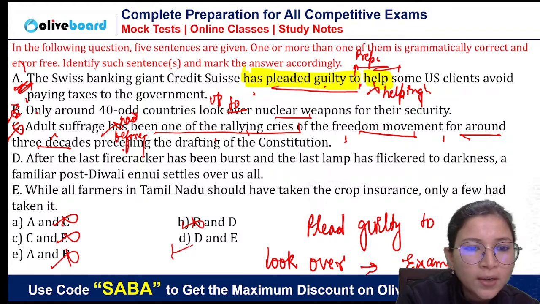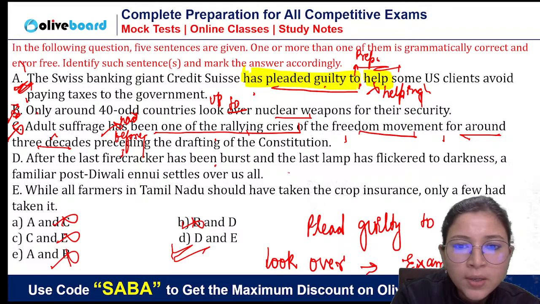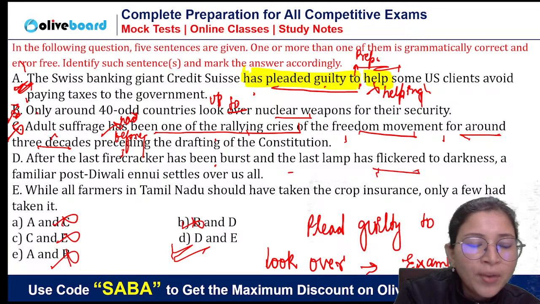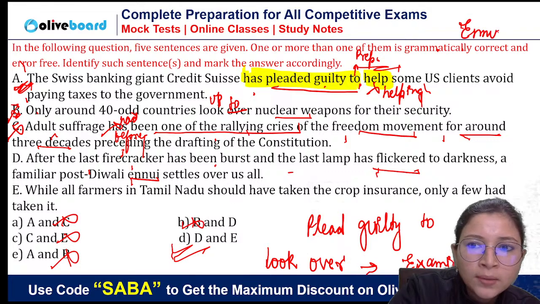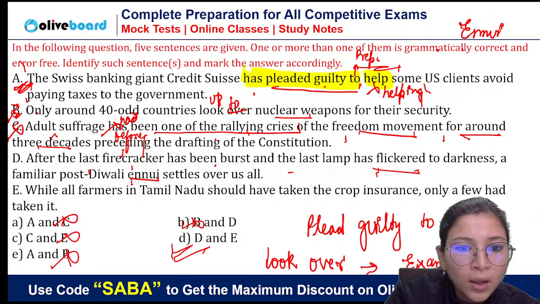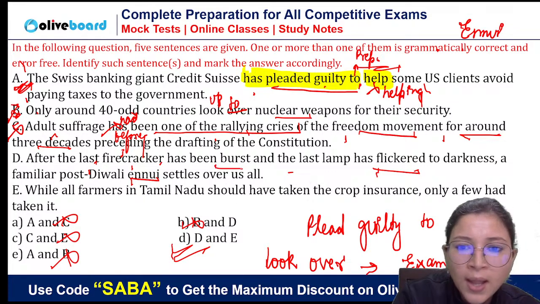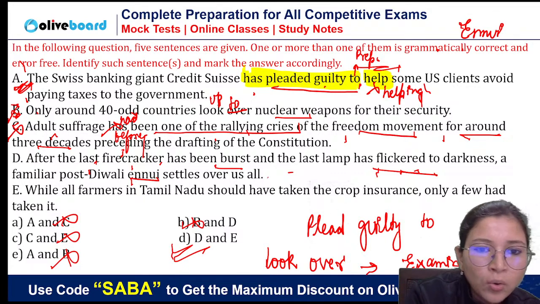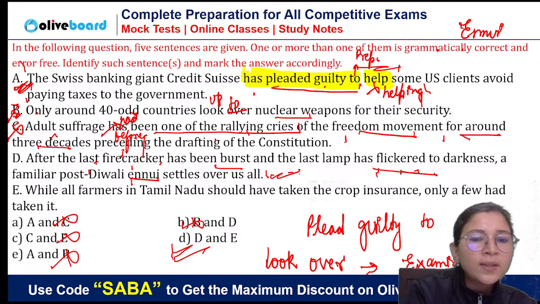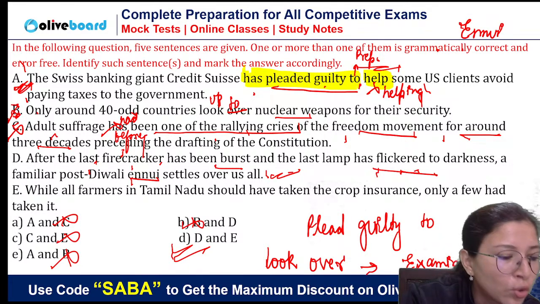I am left with only one option, that is D and E. Let's see. After the last firecracker has been burst and the last lamp has flickered to darkness, a familiar post-Diwali ennui settles over us all. What do you mean by this word? It's also a very good word. Ennui means boredom, it comes many times. Settles over us all, this is absolutely correct. Now somebody will say, ma'am, all over us all. It is absolutely correct. Ennui basically we call boredom.